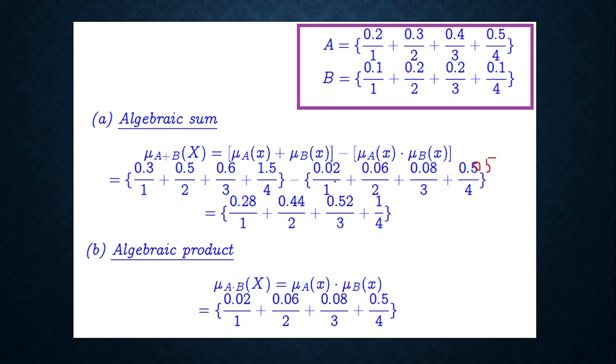Alright, and for the other part of the expression, it is membership of A of x plus membership of B of x. You have to add individually. The membership value of each individual element is added up. So 0.1 plus 0.2 is 0.3, and 0.3 plus 0.2 is 0.5. Again 0.4 plus 0.2 is 0.6, and 0.1 plus 0.5 is 0.6. Again there is a correction here.